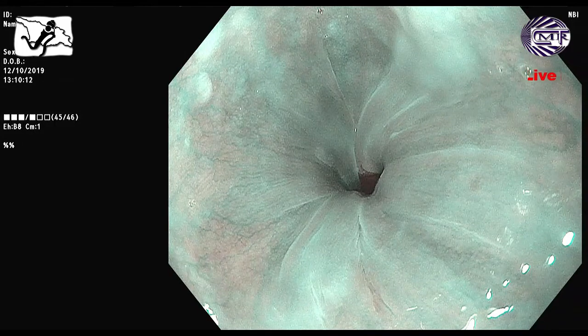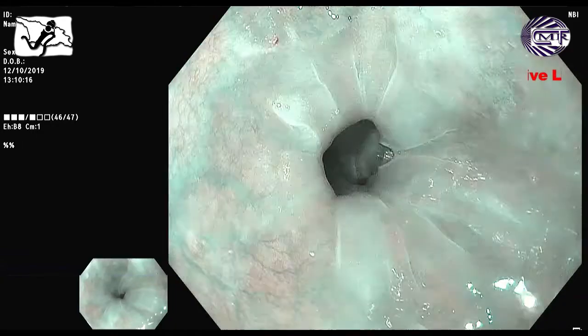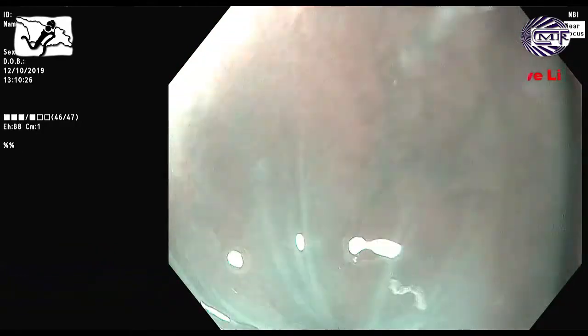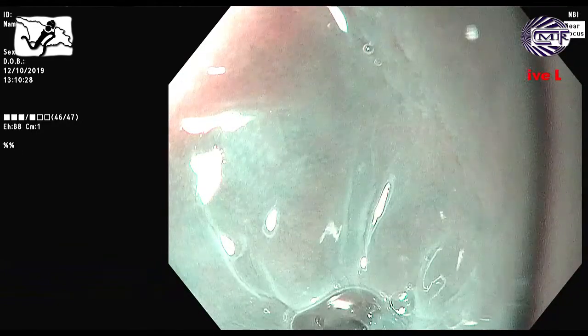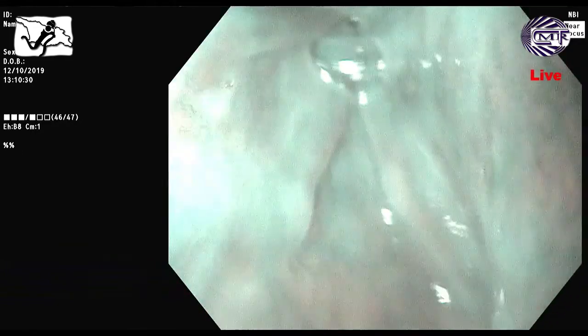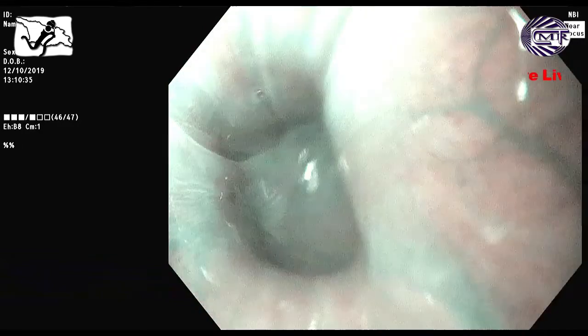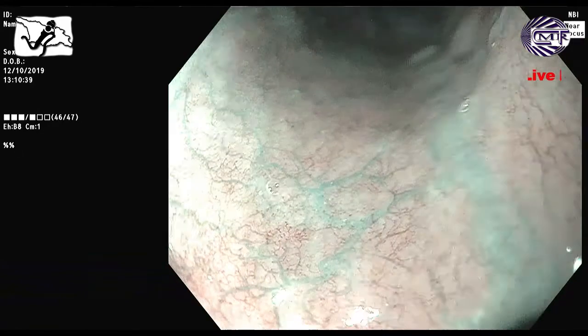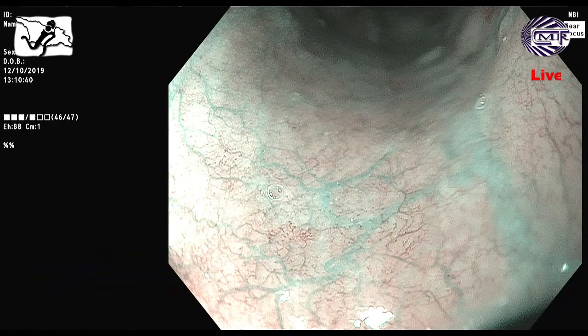Okay. If you suspect some lesion, change to the near focus like this to check the IPCL. Like this. This is a regular arrangement, not tortuous, not elongated. But look at this. Beautiful IPCL like this.